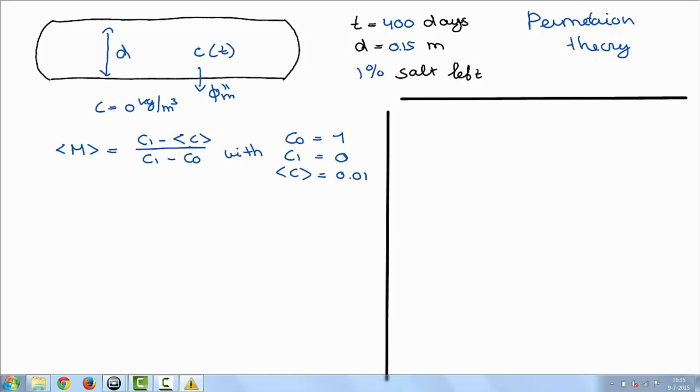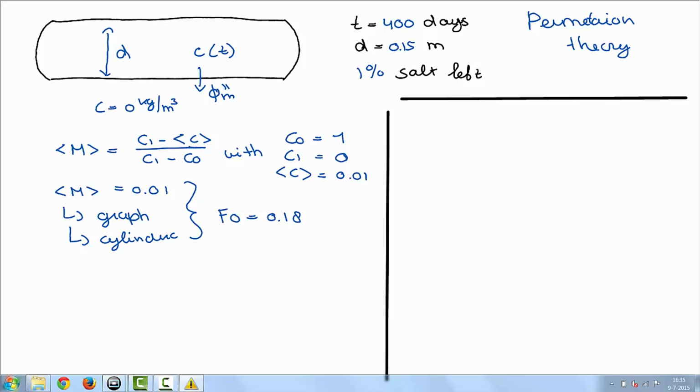If we fill this all in, we can find average M, which is then 0.01. We can then look in the graphs for cylindrical coordinates and you can find Fourier's number. In this case it was 0.18 without any units.